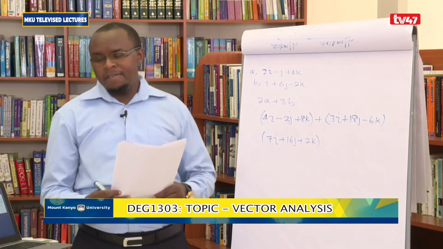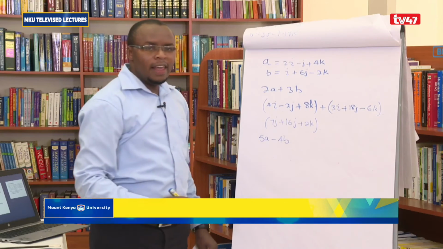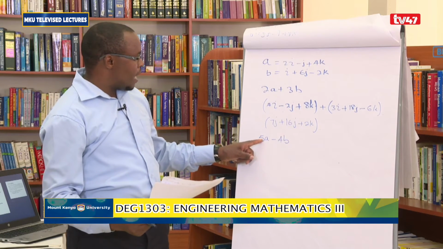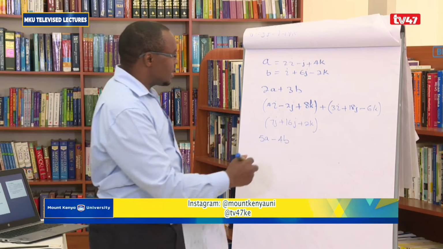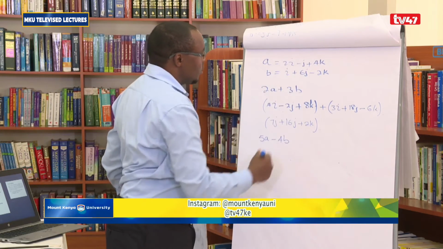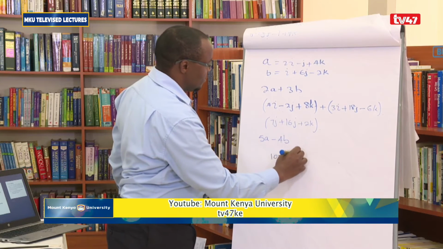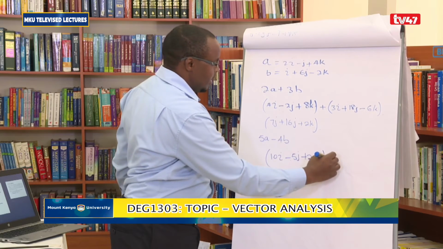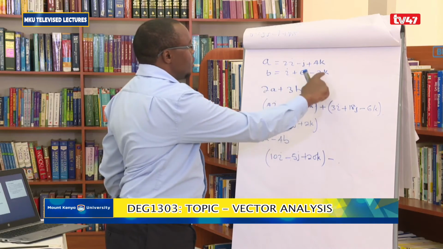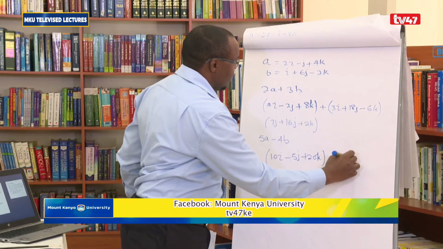And then you have got the second part, which is asking you to get 5a minus 4b. Therefore, again, you multiply the whole of a with 5, the whole of b with 4, and then you subtract. What you are going to get is that the whole of this one multiplied by 5 is going to be 10i minus 5j plus 20k. And then this one you are subtracting, the whole of this one multiplied by 4 is going to be 4i plus 24j minus 8k.